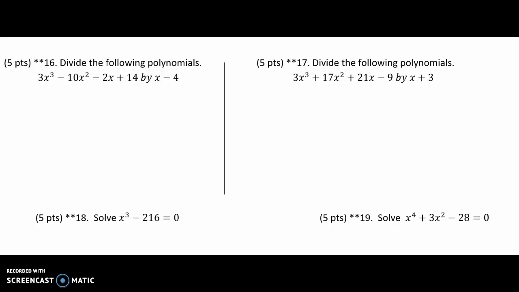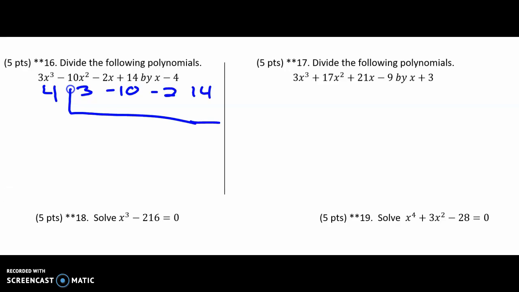Okay, so first thing, I'm dividing here. This is a synthetic division problem. We make our little box. Again, I start with the opposite of what I see. I see a -4, so I'm going to do +4. What goes inside is my coefficients.